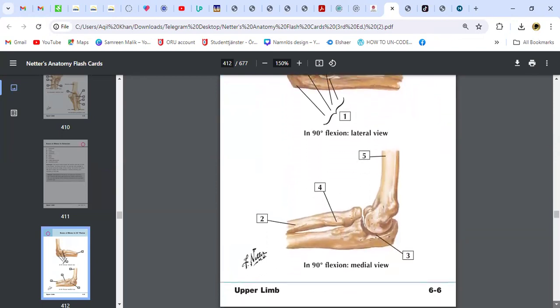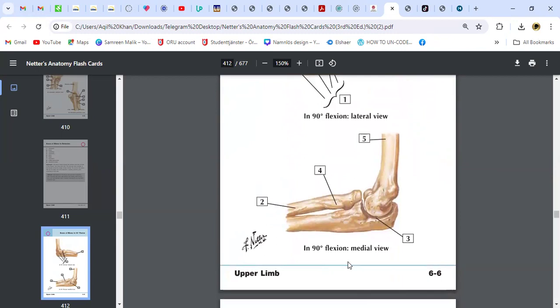Have a look here. This is in flexion. You're looking from the medial view. Medial is towards the midline, okay? So if you are looking at structures here, number 2 is again the radius bone. This is the ulna. This is the humerus. Number 5 is the humerus. Number 3, look at this. This is the trochlear notch. Number 4 is the radial tuberosity. Right.